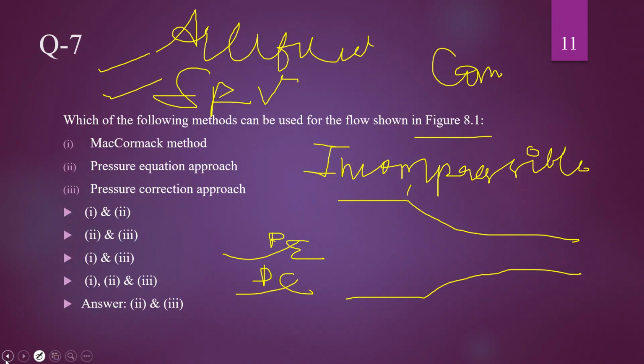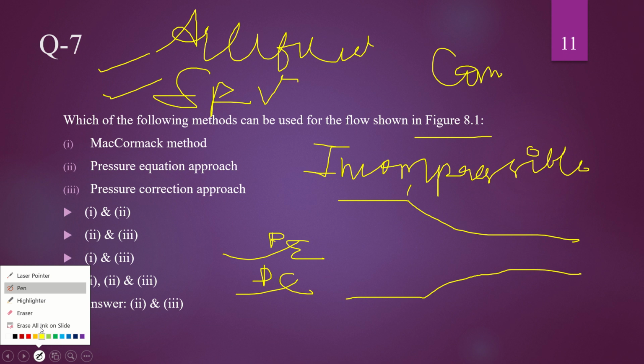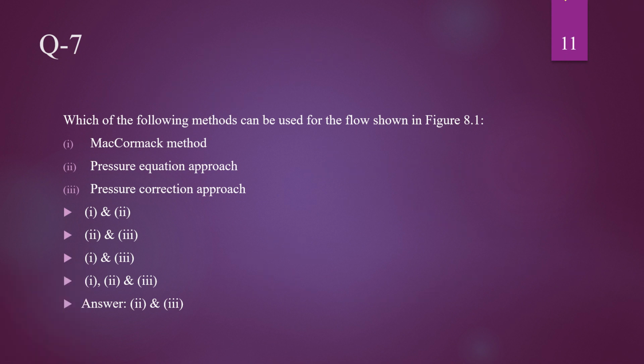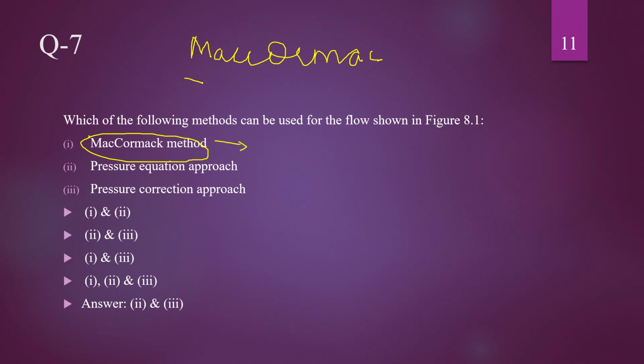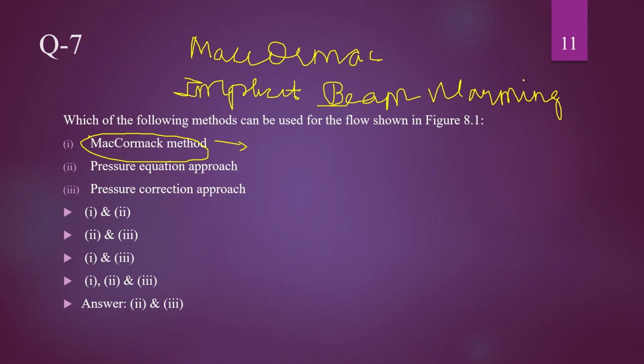And when we think of compressible fluid flow, what are the things we should get? One of the approaches we know is the McCormack method. This McCormack method and the implicit Beam-Warming method we saw in the last class. Those were used to solve problems governing compressible fluid flow.